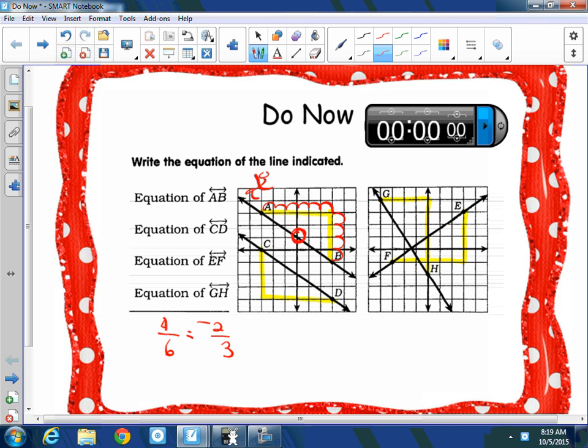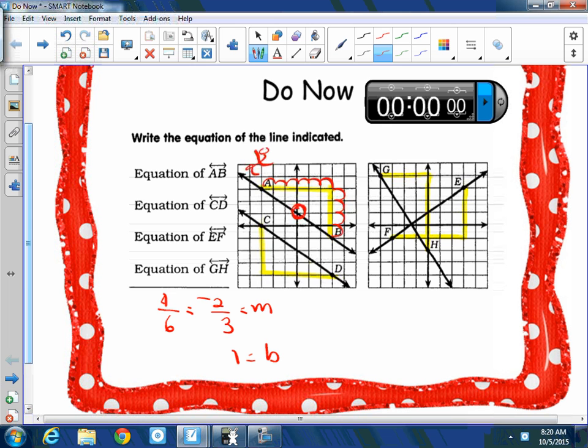That's where it touches y. What number would that be? 0. That's at 0. That's 1. Very good. So your slope is negative 2/3, and your y-intercept would be b. So the equation of the line for AB is negative 2/3 x plus 1. Okay, at this point, everybody should know how to do this.